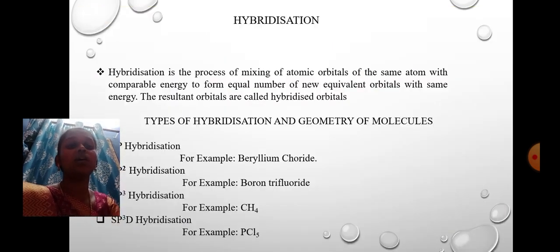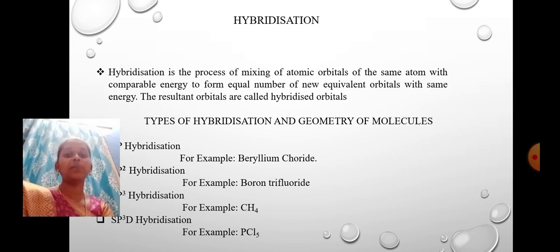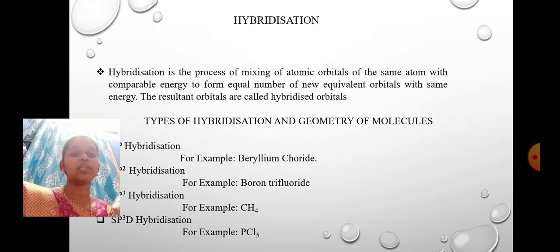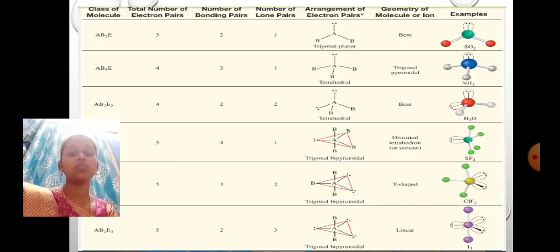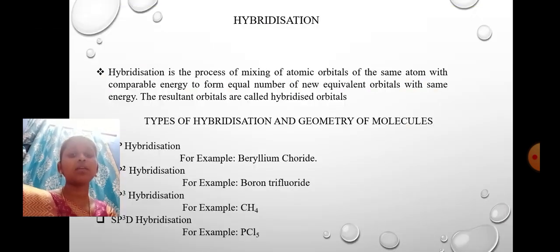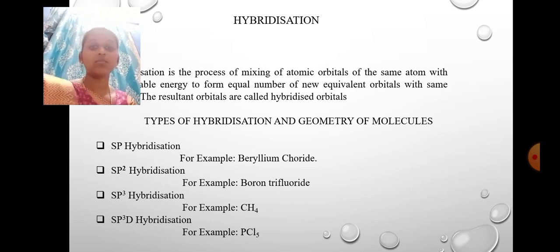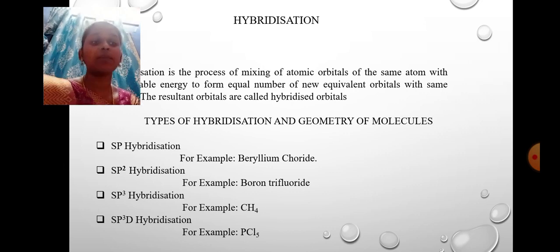And next we will see about hybridization. Hybridization is a process of mixing of atomic orbitals of the same atom with comparable energy to form an equal number of new equivalent orbitals with the same energy. The resultant orbitals are called hybrid orbitals. The types of hybridization and geometry of molecules: first one is sp hybridization, for example beryllium chloride; second is sp2 hybridization, for example boron trifluoride; sp3 hybridization, for example CH4; sp3d hybridization, for example PCl5.